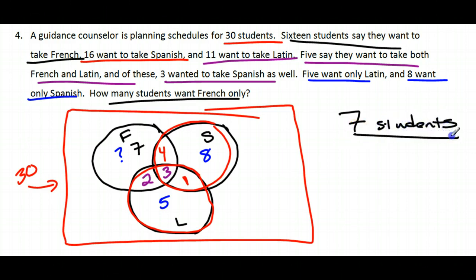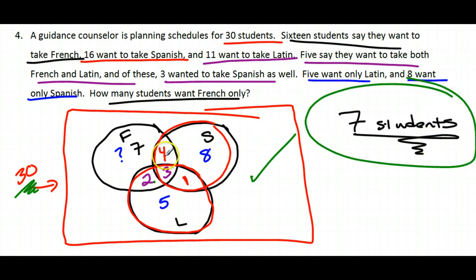We can check our work just to make sure. A guidance counselor is planning schedules for 30 students. Now, it never told me that there were students that didn't take anything. So what we can do here is add up all of these numbers and see if it equals 30. 7 plus 4 is 11, plus 3 is 14, plus 2 is 16, plus 5 is 21, plus 1 is 22, plus 8 is 30. It checks off. Excellent. Our answer was correct: 7 students.